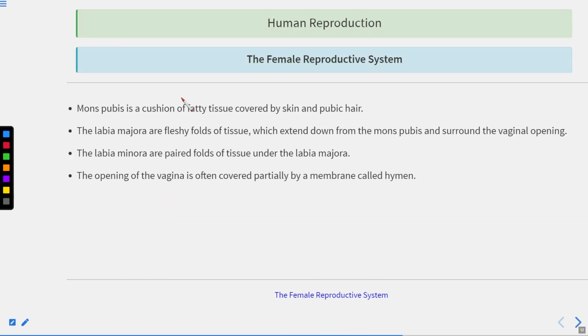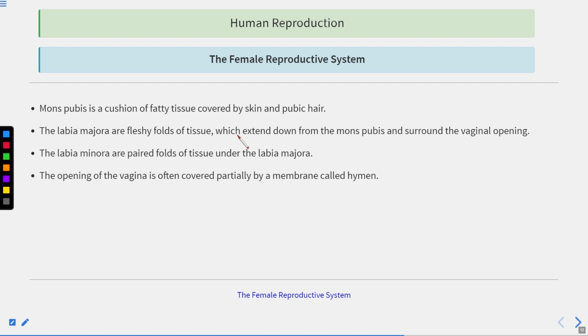Now let's discuss this external female genitalia. Now, mons pubis, what is mons pubis? So it is a cushion of fatty tissues covered by skin as well as the pubic hair. So pubic hair are present here on the mons pubis. That's why the name mons pubis, because it consists of this pubic hair. This pubic hair develops after puberty is reached. Clear? So this pubic hair develops due to the release of the sex hormones, which help in the development of the secondary sexual characteristics. Clear?